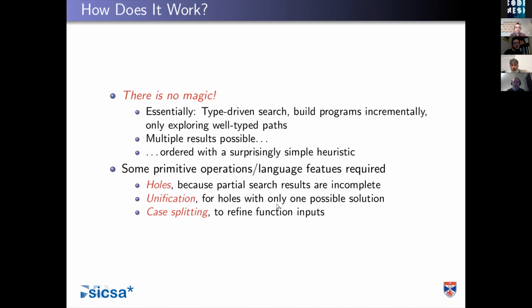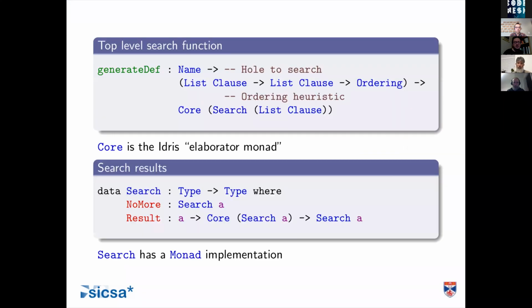So the primitive operations you need are holes, at least as part of your internal representation, if not part of the language. You need unification, both for holes with one possible solution and for checking whether the thing that you've generated is type safe with respect to the thing you were looking for. And then case splitting in order to refine the function inputs. These 3 things are what I use to implement the virtual me that writes the program by generate and test.